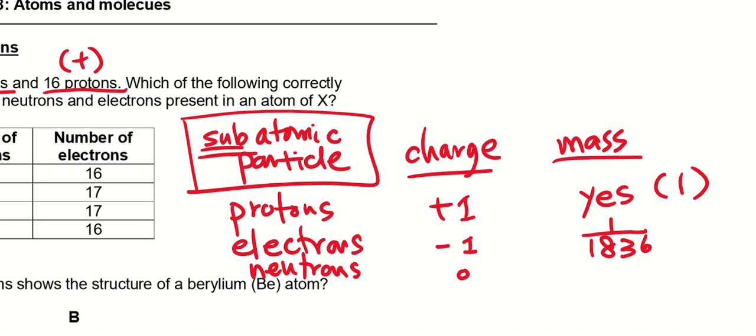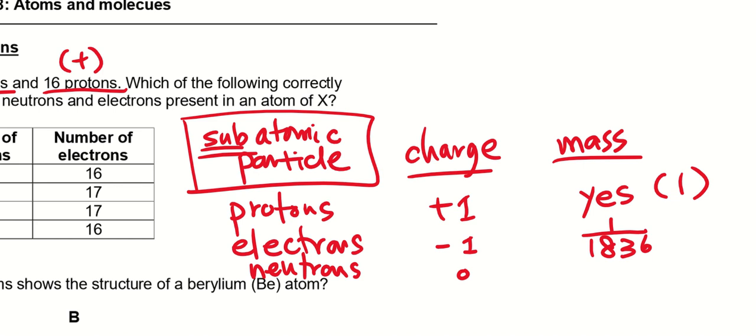So if I give you $1, how would you feel? Hey, okay, I'm $1 richer. But now if I say I give you 1/1836, how would you feel? You'll be like, nah, I don't even want to take it. Okay? So this mass of electron is very, very small.